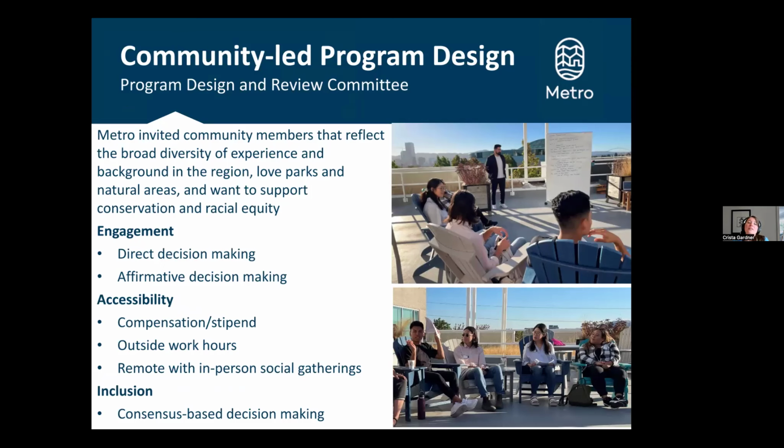At the core of the Nature and Neighborhoods Community Choice Grants program is the Program Design and Review Committee. Thanks to the support and leadership and staff, this committee was really empowered to make program decisions and affirm decisions that Metro staff made. Metro staff prepared in advance webinars and resources to reserve as much time as possible in our meetings for discussion and decision making. And the committee members had a variety of backgrounds. They had a shared love of conservation and parks and racial equity. Next slide, please.